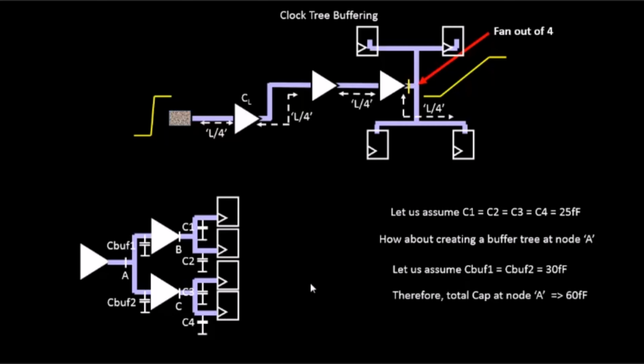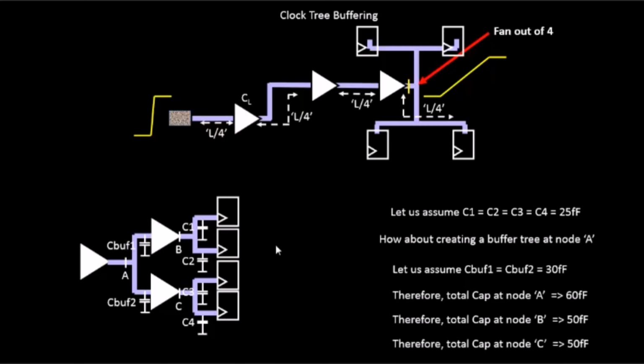Then the capacitance that is being seen at node B is C1 plus C2, 50 femtofarads, and the capacitance seen at node C is again 50 femtofarads, like C3 plus C4. So these numbers, if you compare with the standard numbers, are pretty close to the standard numbers, and it will ensure a proper waveform at the output. So the waveform won't be this bad, and the waveform would be pretty much what we send at the input.